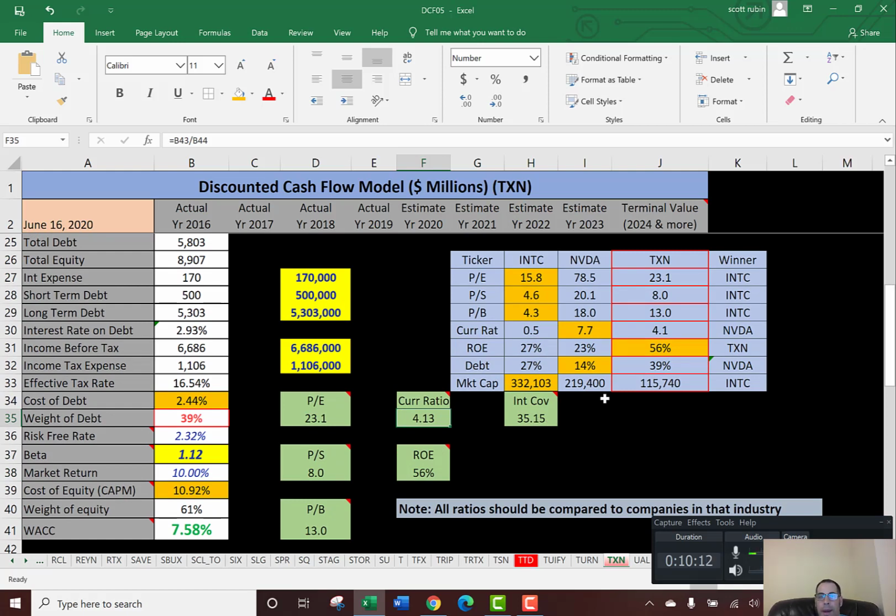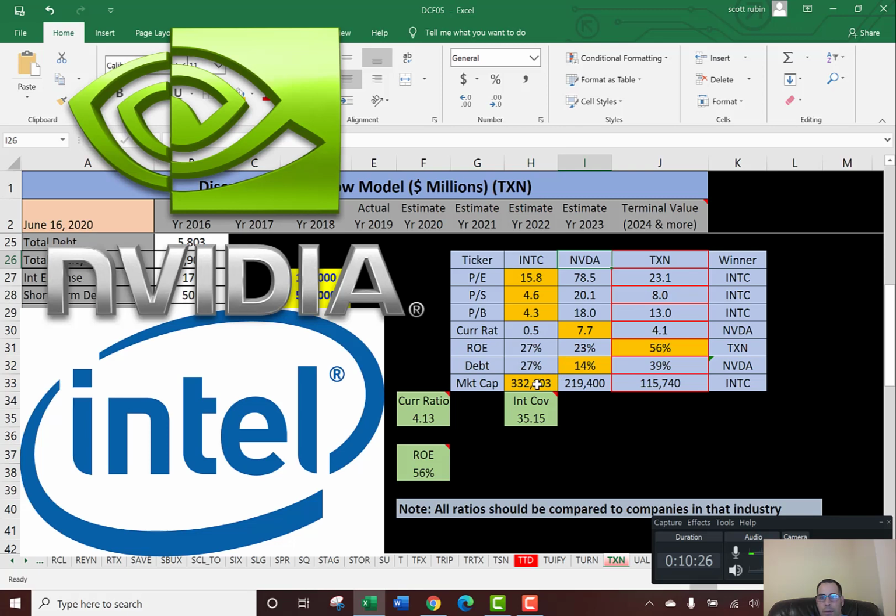So let's compare them to the competitors, because that's how we really can see if they're doing well. And we have Intel, NVIDIA, and those are the 2 biggest competitors. Intel is a monster of a company, the biggest by far. Texas Instruments is the smallest company out of the 3, but it's still a pretty big company. So PE, NVIDIA is just awful in PE, Intel is a great PE, and Texas Instruments is right in the middle. Interestingly, Intel has a current ratio below 1, so that just means they may have to take on a little more debt, but they only have 27% of debt.